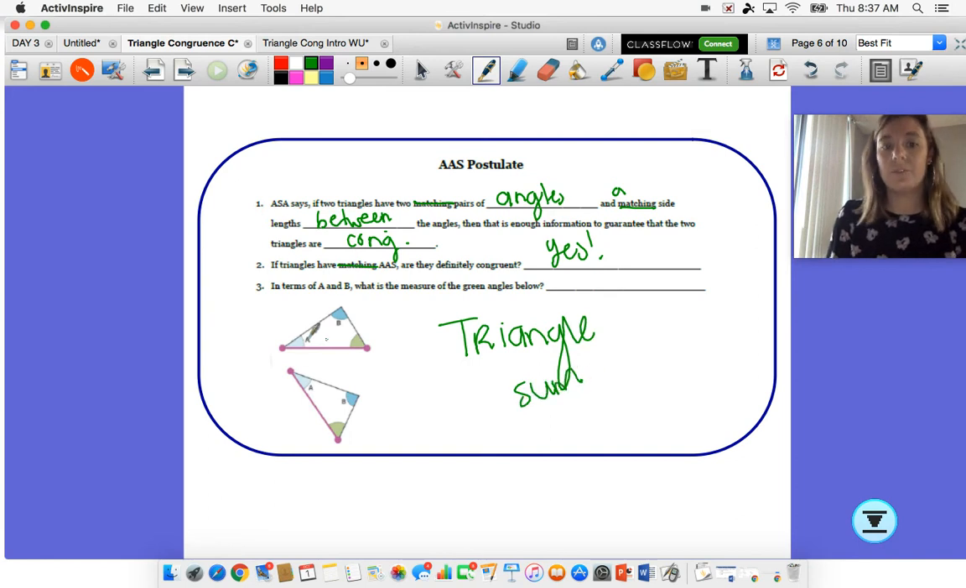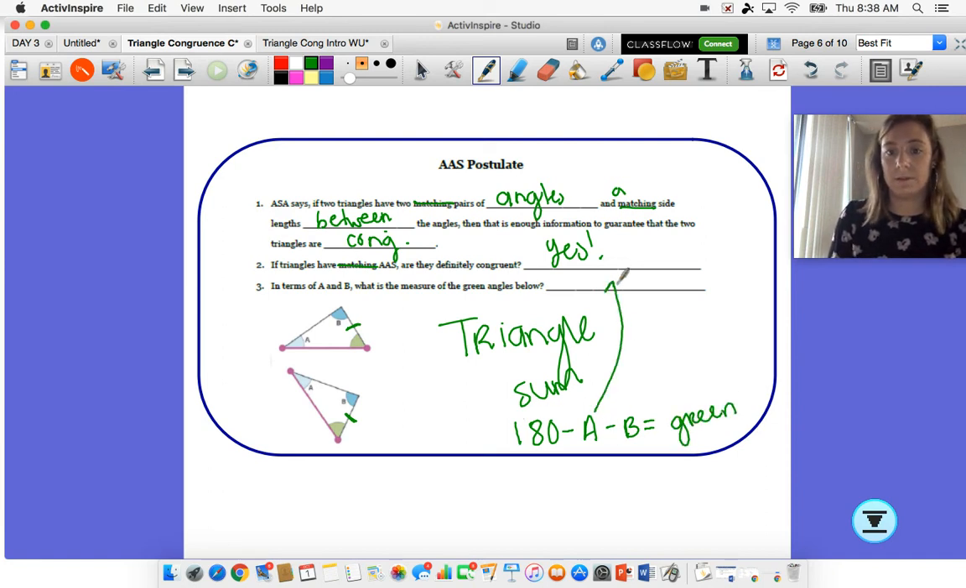So if I know these two angles, A and B, and this side, well, what do all three of these angles add to? 180. So if I do 180 minus A minus B, I'm going to get the green angle. That's what I can stick right here. So that's why this works. If I know A and B, I also know C, which we've already shown is true by angle, side, angle.